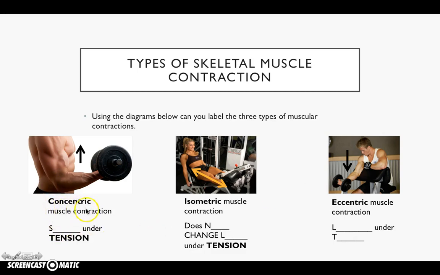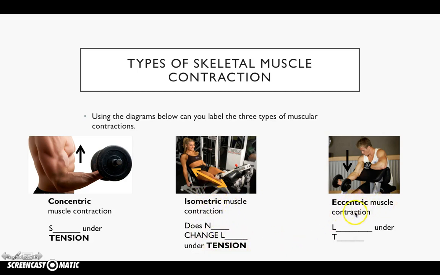So a concentric muscle contraction, the muscle shortens under tension. So as the bicep curl goes up, the bicep here shortens under tension. Isometric does not change length under tension, i.e. this athlete now, she's holding the weight there. There is no movement, therefore it's an isometric contraction. There is still tension. You can see the definition of her quadriceps here. So there's tension there, i.e. they're contracting, but there's no movement, i.e. it is isometric, does not change length.